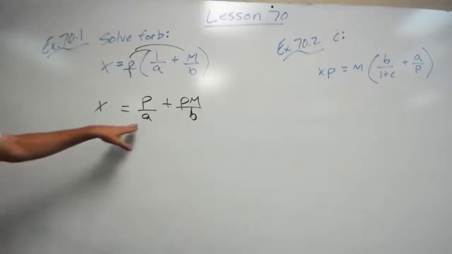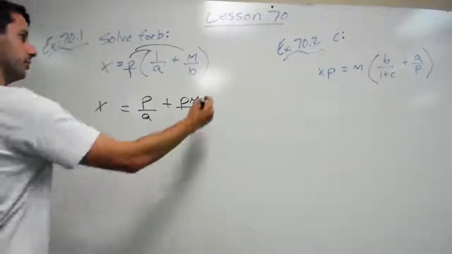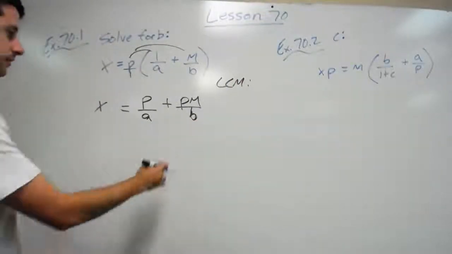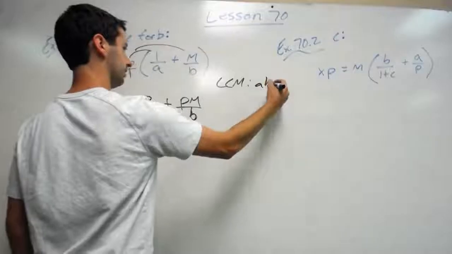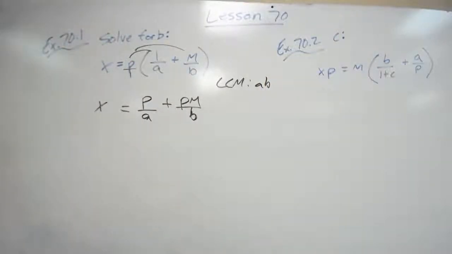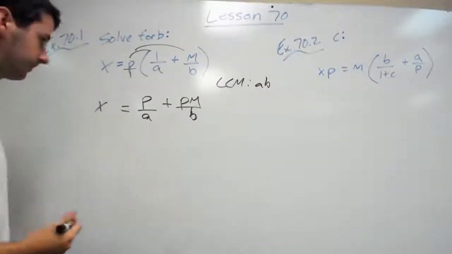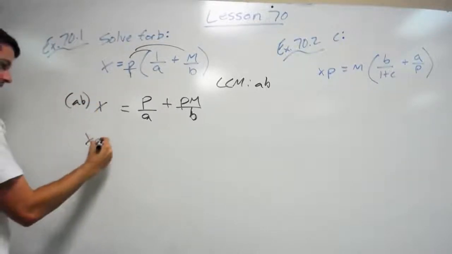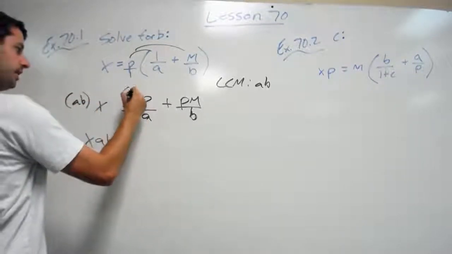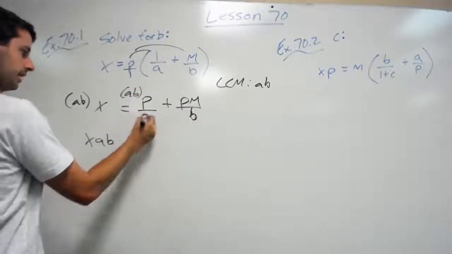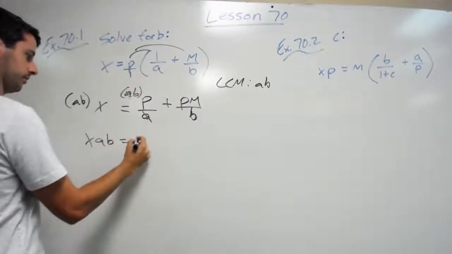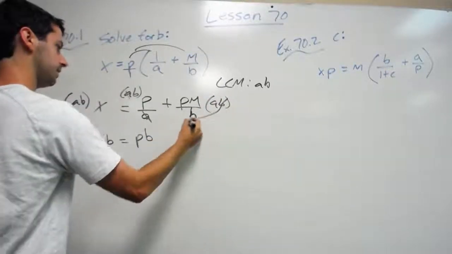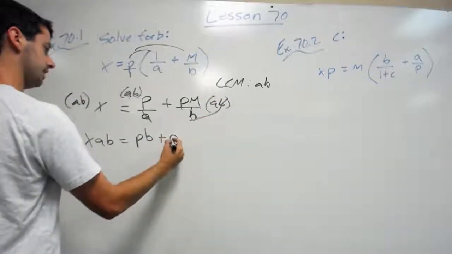The first thing we want to do is our least common multiple. Remember, that was always our step 1. Our least common multiple here is ab. So we multiply by ab to all of them. That's going to be xab. Multiply ab here, the a's cross out, and we're left with pb. Multiply by ab here, the b's cross out, and we're left with pma.